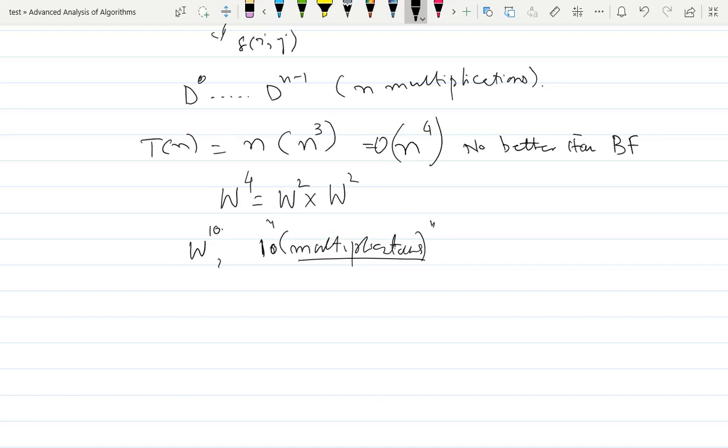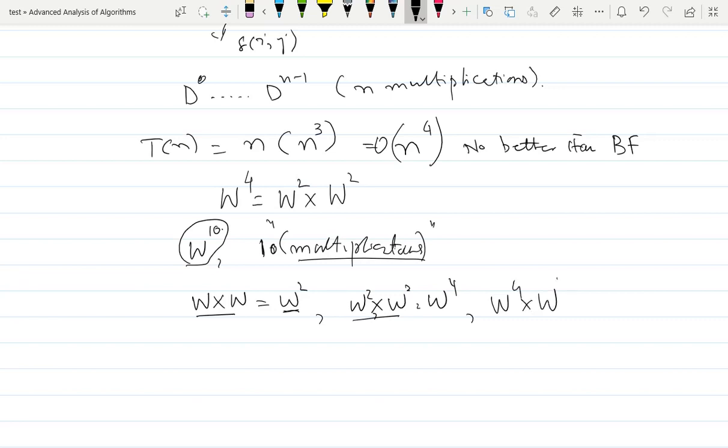But let's say, because we want to calculate W10, by multiplying first two W's, I get W square. Now instead of multiplying it with another W, I will multiply these two W's again together. So I will get W4. This is one multiplication, this is the second multiplication. In the next iteration, I will multiply these W4s together. W4 multiplied by W4, I will get W8.